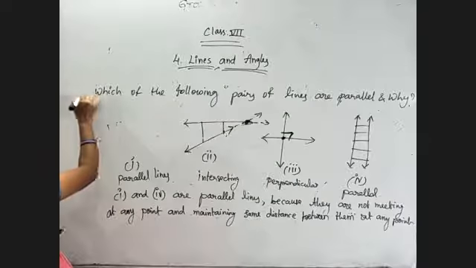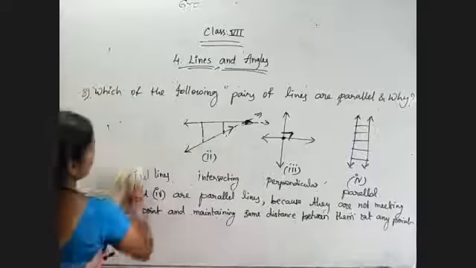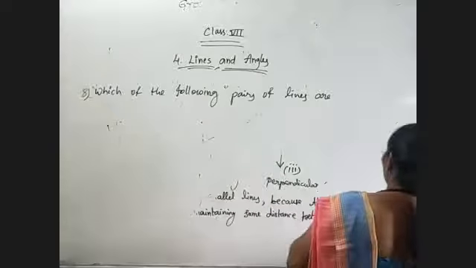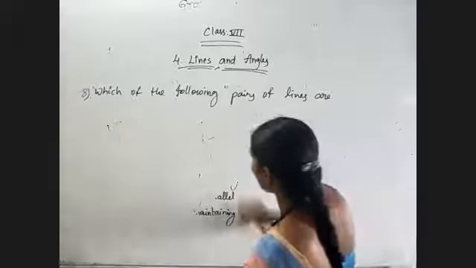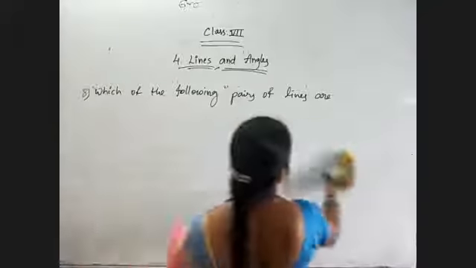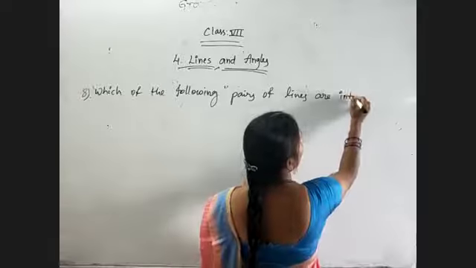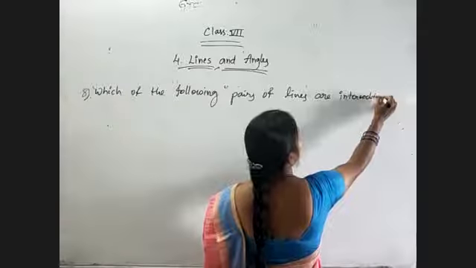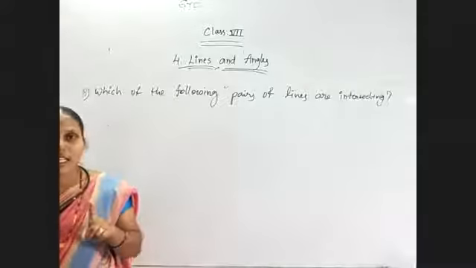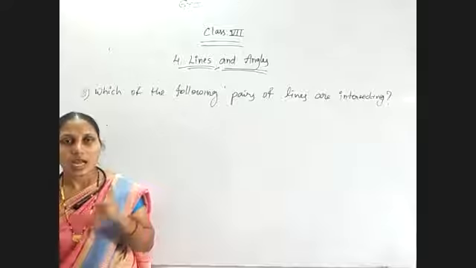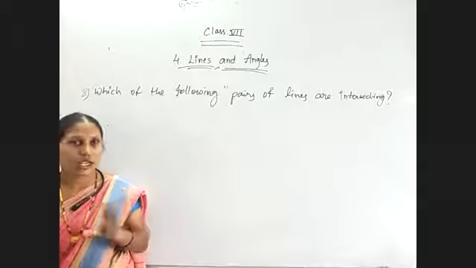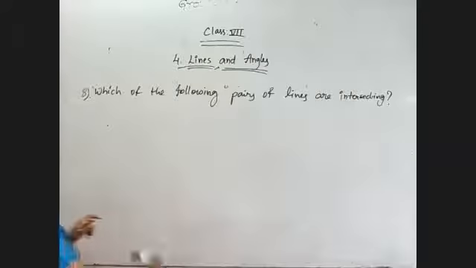Which of the following lines are intersecting? So here they didn't ask for the reason, just asking which of the following are intersecting lines. What is the definition of intersecting lines? They must have one meeting point, one intersecting point, and the angle between the two lines formed by the intersection will not be equal to 90 degrees. That's all. Now observe the questions.